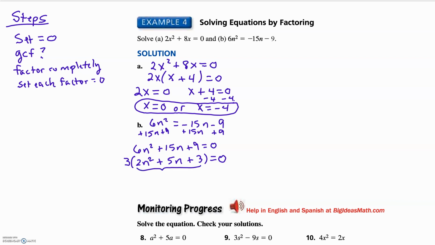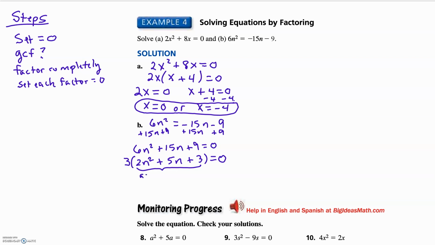I'm just going to focus on this. I'm going to ignore the 3 for now. In fact, I could divide both sides of this equation by 3 and just throw it away. What we can't do is divide both sides by a variable, but we can divide both sides by a constant, like a 3, because 3 by itself is never going to equal 0.